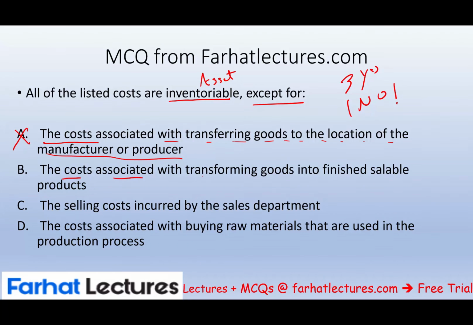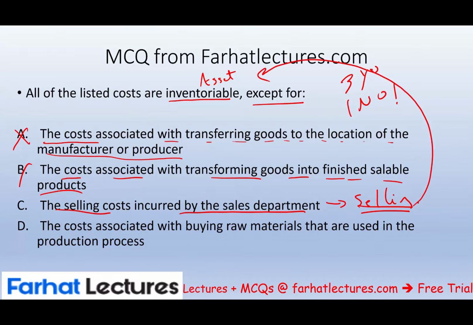B, the cost associated with transforming goods into finished saleable product. Again, this is part of internal processing. You're moving the assets from one place to the other. Therefore, it's part of the asset. It's out. C, the selling cost incurred by the sales department. This is selling. Hold on a second. Selling is a selling cost, not inventory. You sell the product after you have inventoried it, after you have produced it. Therefore, between A, B, and C, C looks like the exception, but let's make sure.